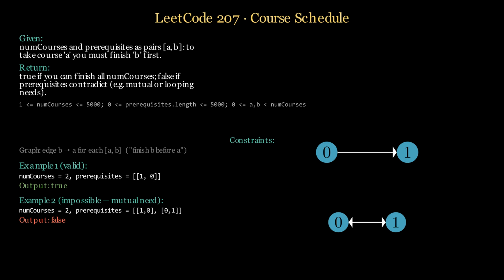Example 1, only 0 before 1, you can finish both, so true. Example 2, 1 needs 0 and 0 needs 1, nobody can go first, so false.